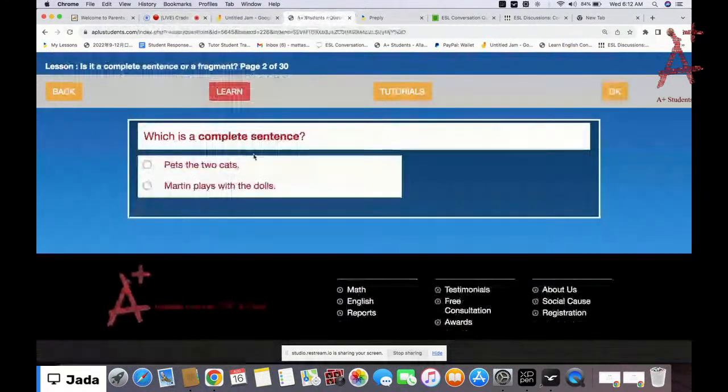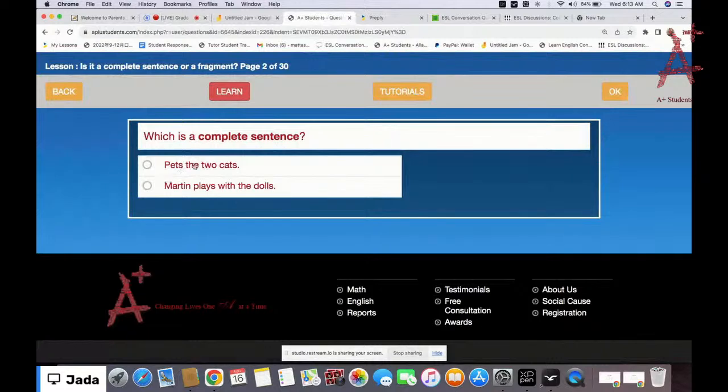So, which is a complete sentence? Now we need to find the complete sentence here. Pets the carts, pets the two carts. Martin plays with the dolls. Martin's plays with the dolls. So now, Martin plays with the doll, pet the two carts.